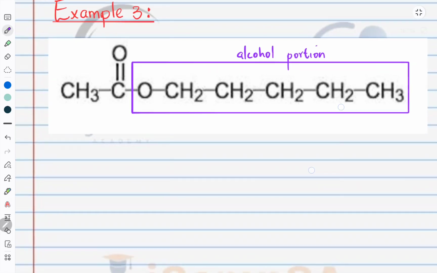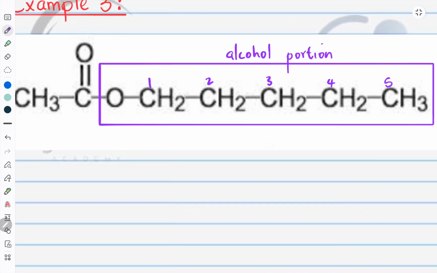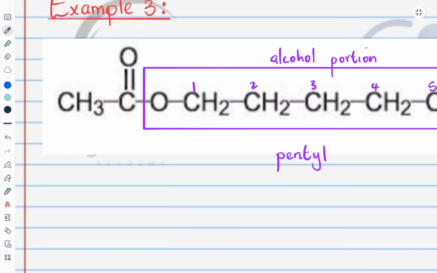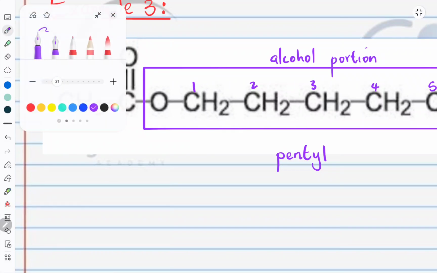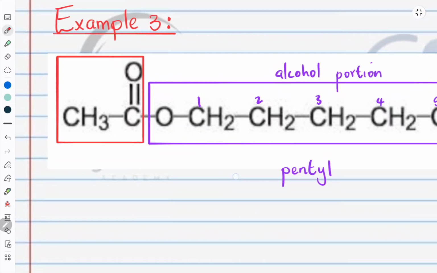And then if we check how many carbon atoms are here, we have 1, 2, 3, 4, 5. Okay, so this would have been pentanol, but we will call it pentyl, because it has 5. We'll name it the same way we would name an alkyl group. Always remember that. Now we are left with the carboxylic acid part here.